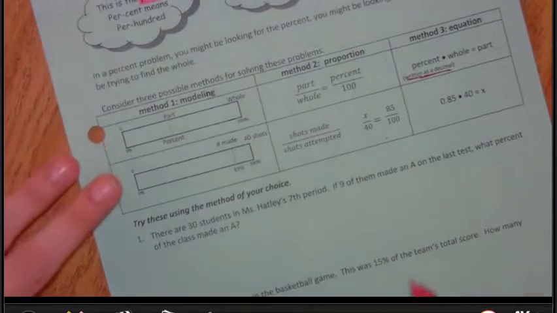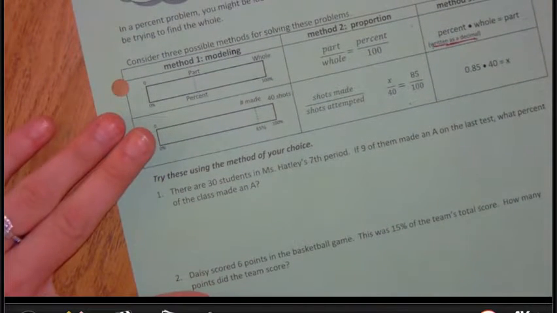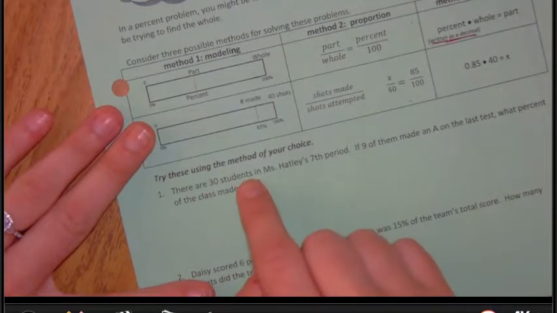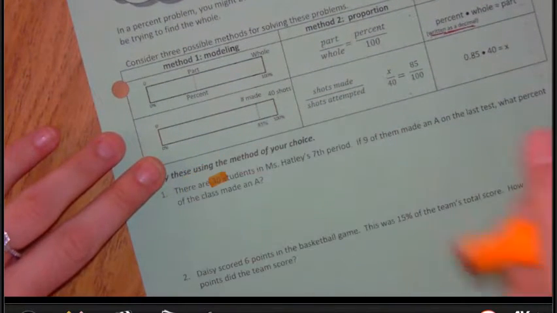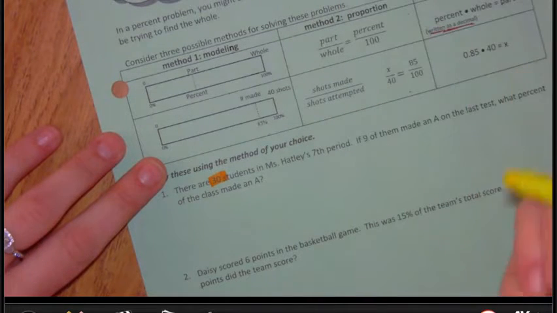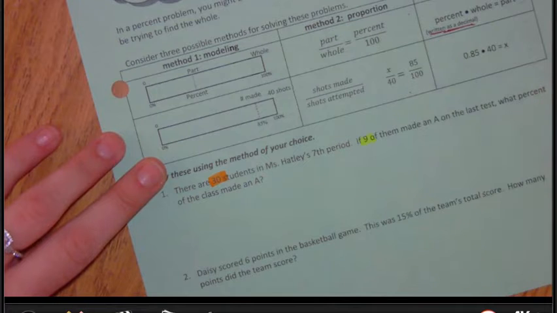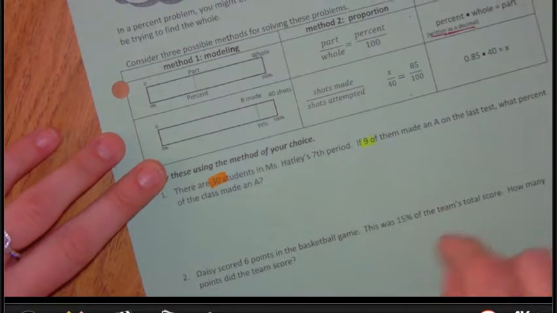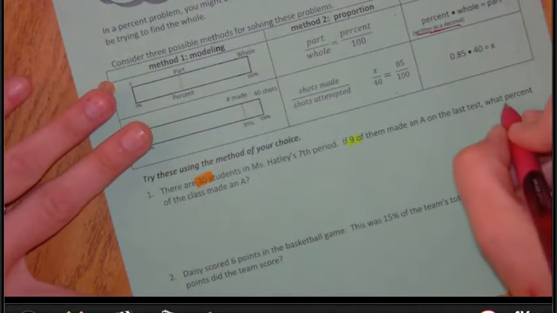So number 1, there are 30 students in Miss Hatley's 7th period. So 30 students, let's think about this. 30, that is my total. Okay, so I'm going to color that orange. If 9 of them, okay, well, wait, 9 of my 30, that's my part. Okay, 9 of them made an A on their last test. What percent of the class made an A? So what am I locating? I am trying to find the percent.